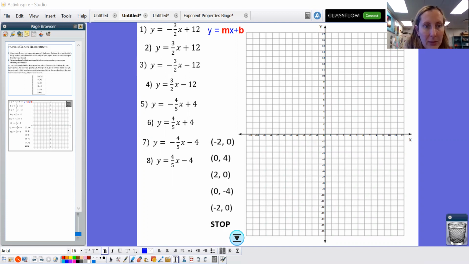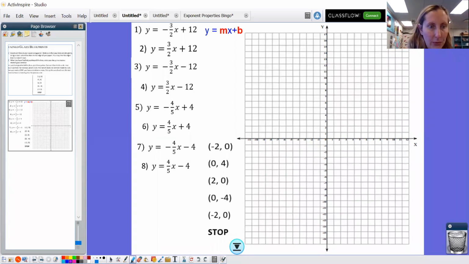So let's do it. Our first line, number 1, is y = -3/2x + 12. So what is your b value here? What is your y-intercept? What's being added or subtracted at the very end? My y-intercept is +12. That's what I'm going to graph first, right here. So that's question number 1 that I'm going to ask myself.